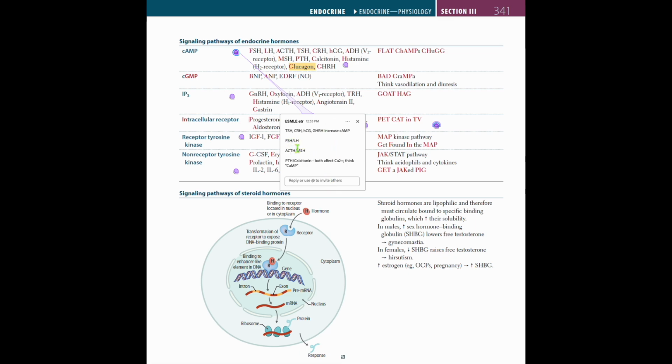Now, another thing you can group is FSH and LH. Both of them are stimulated by gonadotropin-releasing hormone here, which you'll notice goes Q, but then FSH and LH are going to be cAMP. And then you've got TSH, CRH, HCG, and GHRH, so growth hormone releasing hormone. Unfortunately, I don't have a great way to remember them, but those four as well increase cAMP.